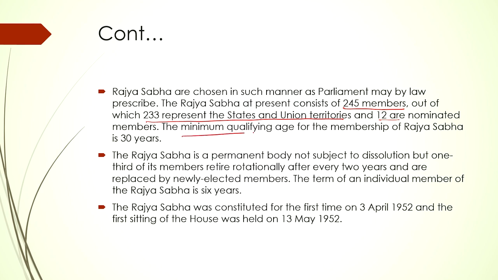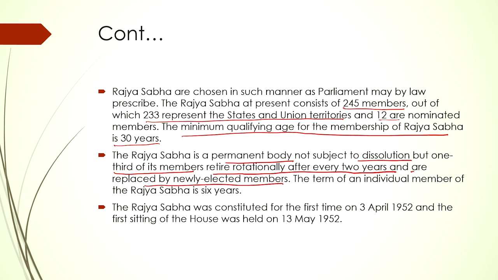The minimum age qualifying for the members of Rajya Sabha is 30 years. Now, here is a line of distinction: for Lok Sabha, the minimum qualifying age to contest the election is 25, while for Rajya Sabha, it is the age of 30. The Rajya Sabha is a permanent body not subject to dissolution, but 1/3 of its members retire rotationally after every 2 years and are replaced by newly elected members.